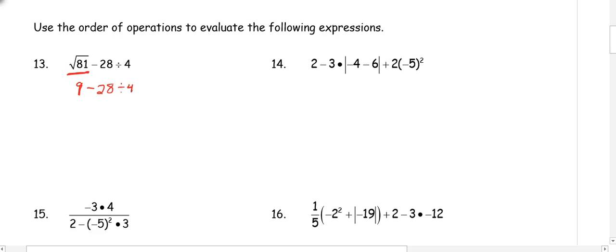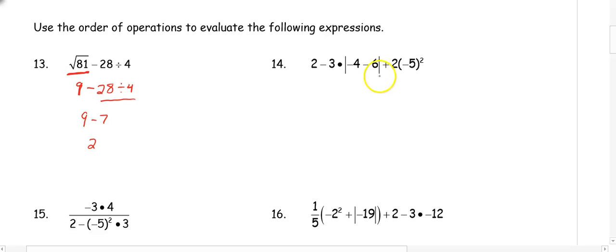So we did our P, which was the parentheses and the grouping symbols. Next is any exponents, which we don't have. Next is multiply and divide. So we see a division step there, 28 divided by 4. So now we have 9 minus 7, and then we can subtract to get 2. Number 14, 2 minus 3 times the absolute value of negative 4 minus 6 plus 2 times negative 5 squared.